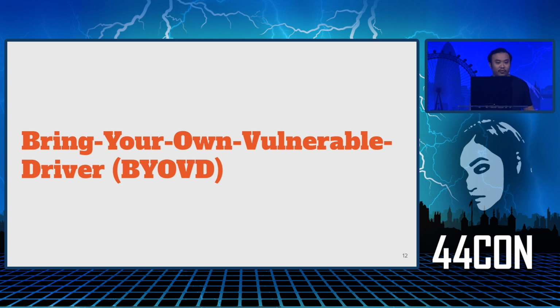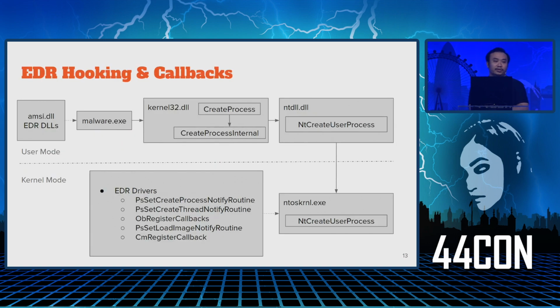Next is BYOVD, right? So most, if not all, EDR solutions out there will hook their DLLs into key userland processes like kernel32 or ntdll, or processes that they deem suspicious. For example, in this particular diagram, if a malicious process, malware.exe, calls CreateProcess, that in turn will trigger CreateProcessInternal, which will call NtCreateUserProcess in ntdll, which eventually triggers NtCreateUserProcess in the NTOS kernel.